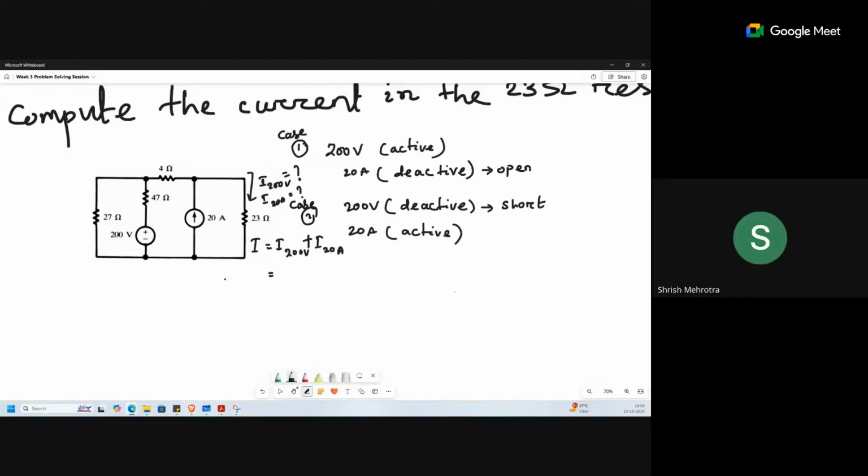Ma'am, I think the current, when we consider only the 20 ampere source, then the current we got will be 1.98 ampere. Can you answer one by one, because I am not able to hear.